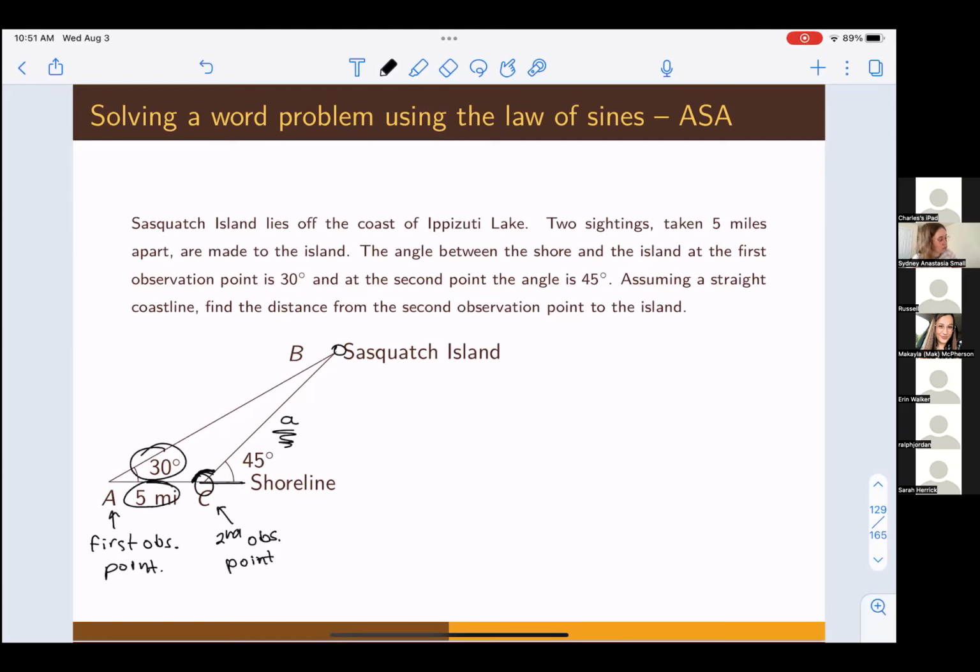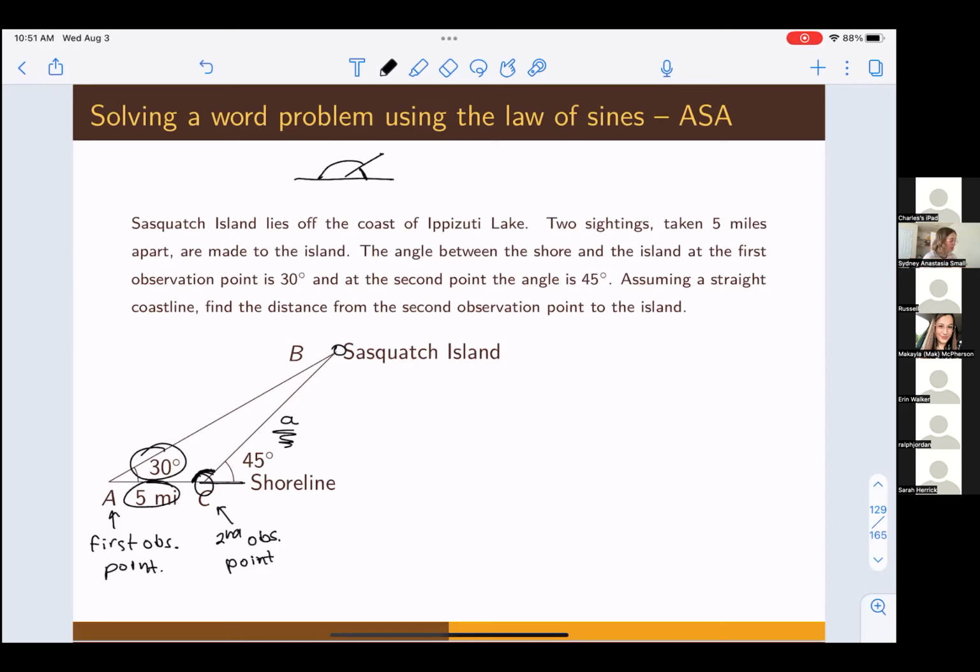If you recall, when we have two angles like this, where we know the measure of this one and the measure of this one, these are called supplementary angles, and their measure adds up to 180 degrees. So we don't know the measure of this guy right here, but we do know the measure of its supplementary angle because we're assuming that shoreline is flat.